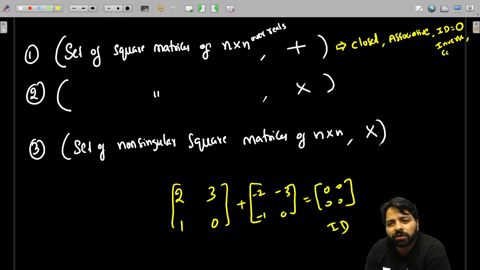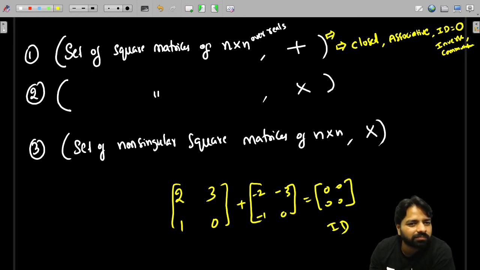Commutative, oh my god, it is an abelian group. It's an abelian group. First one is an abelian group.